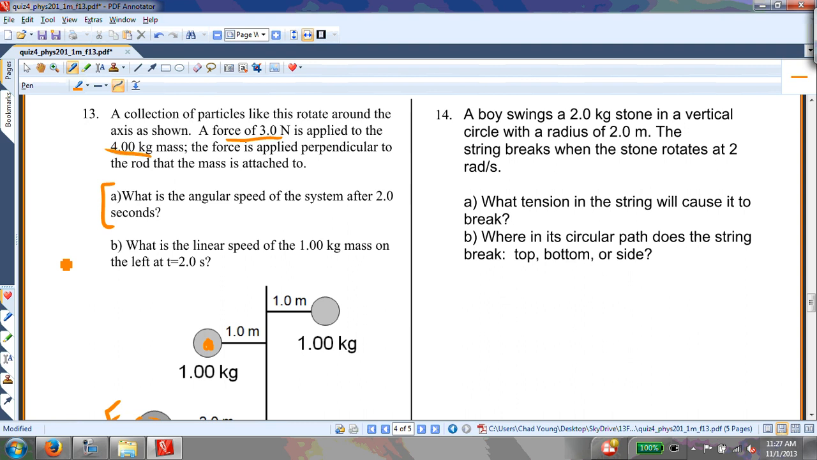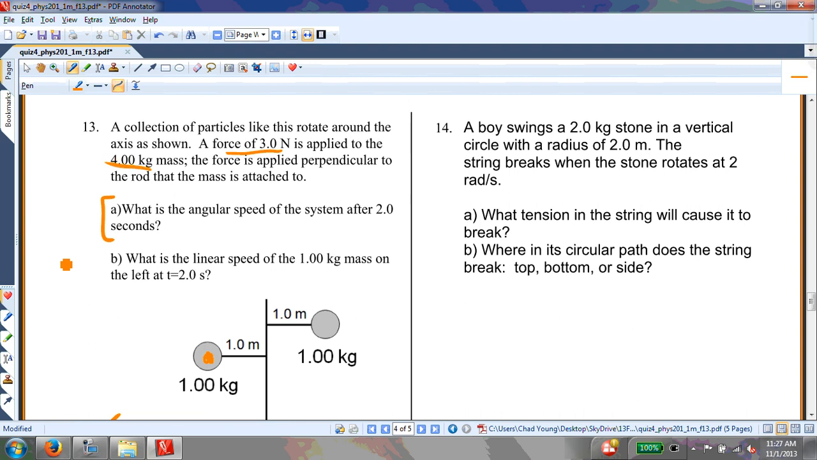Now, finally, let's see. A boy swings a 2 kilogram stone in a vertical circle. The radius is 2 meters. The string breaks when the stone rotates at 2 radians per second. What tension in the string will cause it to break? Where in the circular path does the string break? I know that my tension is largest at the bottom. We've already sort of seen that with the kid on the swing.